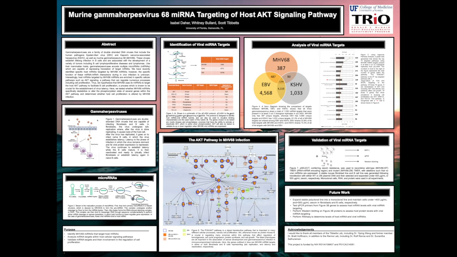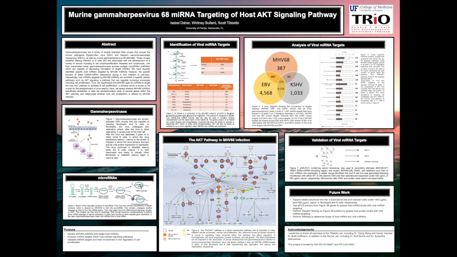Generally, gamma herpes viruses will infect epithelial cells through lytic replication, and they then can go on to infect B cells, and this is where they establish latency. An important component of gamma herpes virus pathogenesis is their ability to encode microRNAs. These viral microRNAs can target host messenger RNAs and can either degrade them or repress translation of host proteins.